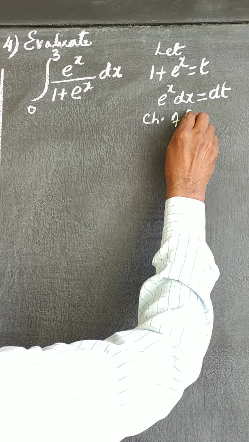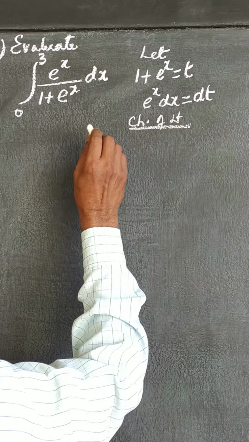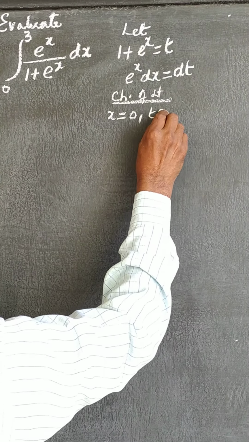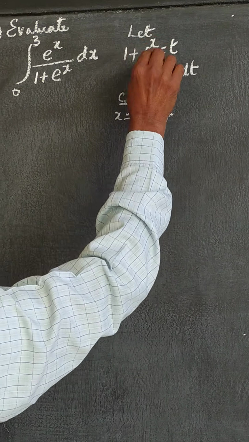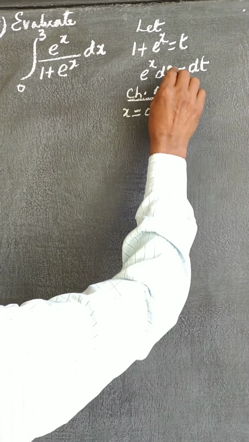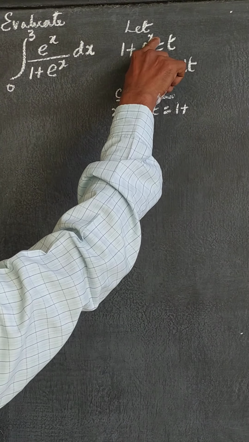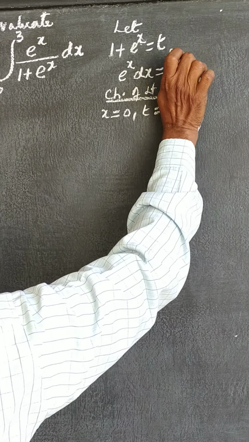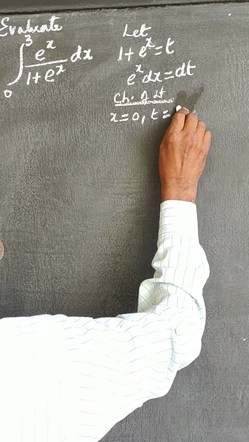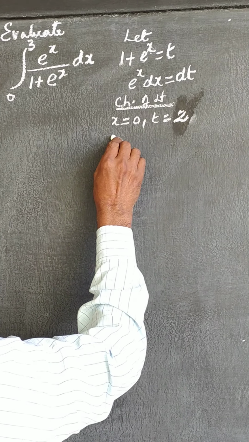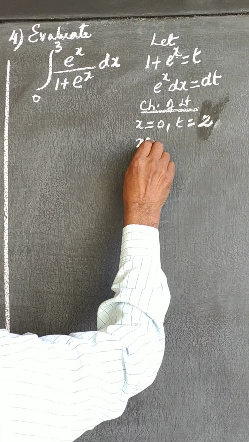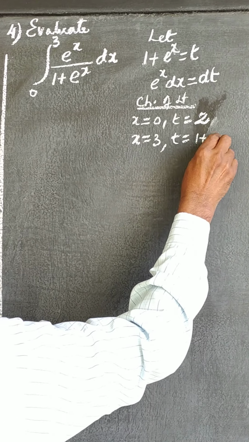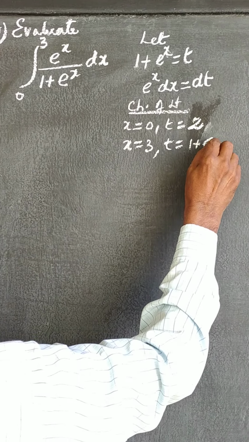That is, when x is equal to 0, what happens to t? When you put x is equal to 0, t becomes 1 plus e power 0. e power 0 is naturally 1, and already there is 1. 1 plus 1 is equal to 2. Therefore, when x is equal to 3, you get t is equal to 1 plus e to the power of 3.